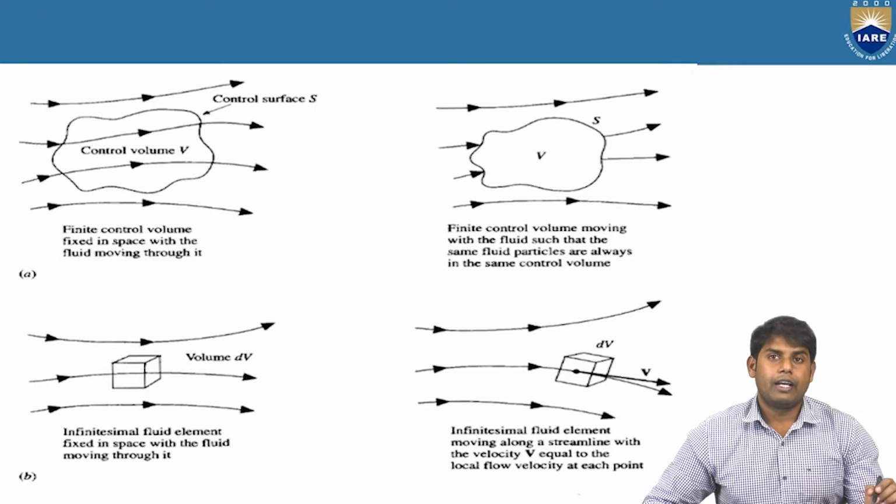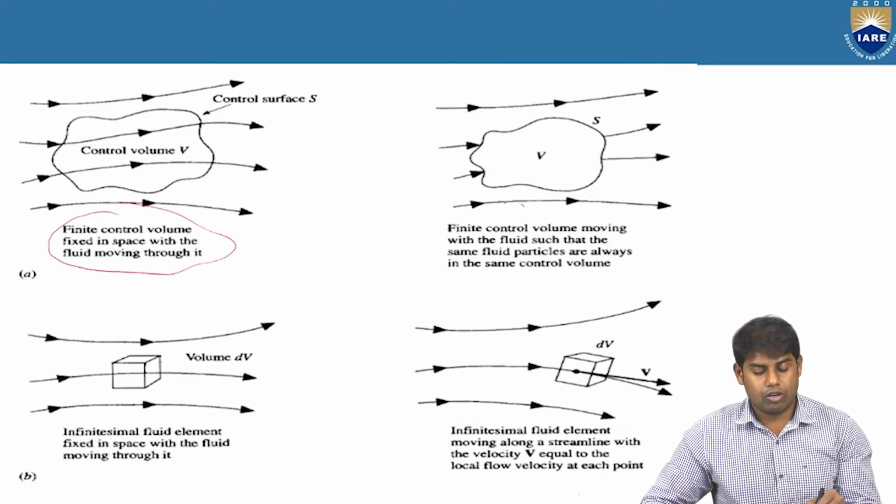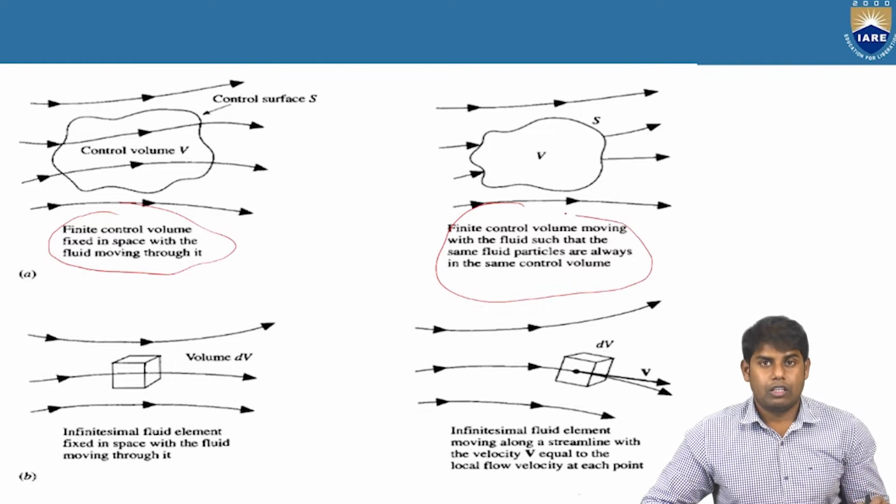Okay, and coming to fluid flow analysis, there are different types of approaches. Here you have a finite control volume which is fixed in space, and a finite control volume which is moving with the flow. One more approach is the fluid element which is fixed in space, and the fluid element which is moving along the flow. The difference is that there are two forms of governing equations. One is the conservative form of the governing equation, and the other is the non-conservative form.